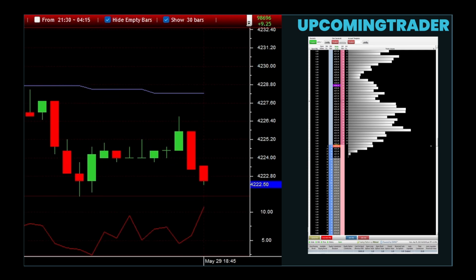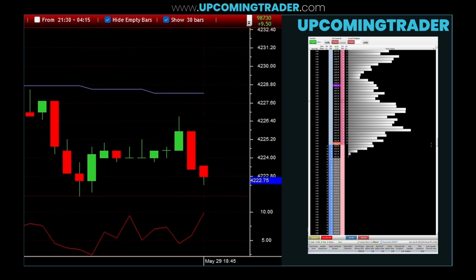The rectangle pattern forms because neither the buyers nor the sellers are strong enough to push the price out of this range. It keeps bouncing between the top and bottom until it eventually breaks out in one direction. This breakout can happen either upwards or downwards, which is why it is called a bilateral pattern. It can signal a continuation of the current trend or a complete reversal, depending on which way the breakout goes.